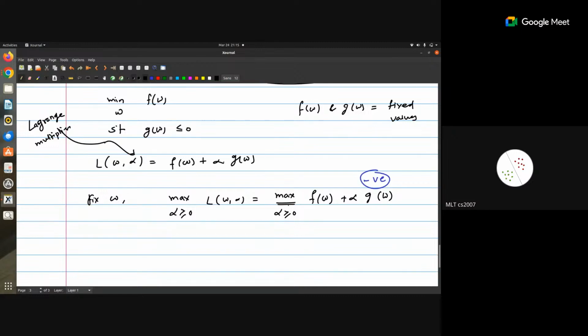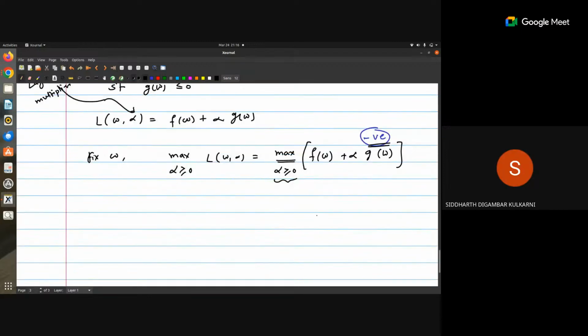This problem is for maximizing this objective function for the given alpha, right? And what is the condition of alpha? It should be positive or zero, right? So when will this function take the maximum value? If g of w is positive, then it will take infinity. If g of w is negative, then f of w will be the maximum value.